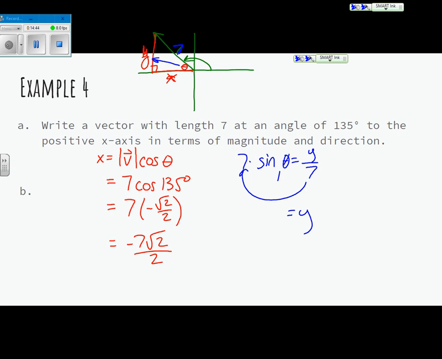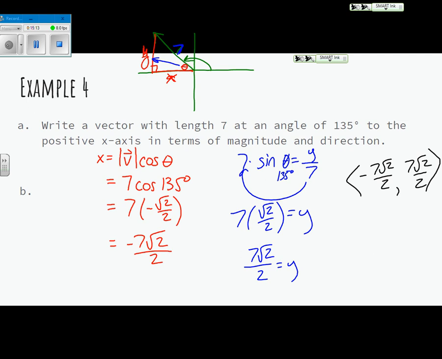This theta right here is 135 degrees, so I still have 7 times, well, this time I'm in the second quadrant, and so that's going to be square root of 2 over 2. So 7 square root of 2 over 2. I've got both components. I'm ready to write my vector. So my vector is going to be negative 7 square root of 2 over 2, and positive 7 square root of 2 over 2.